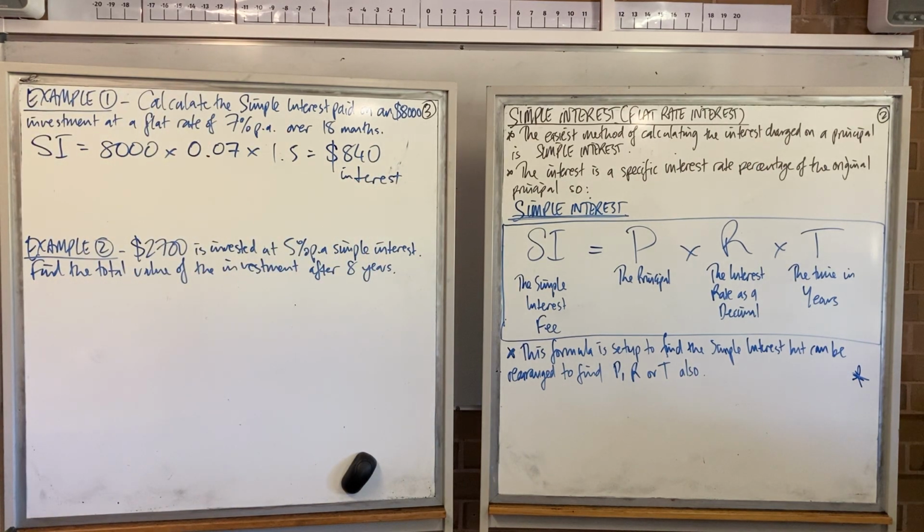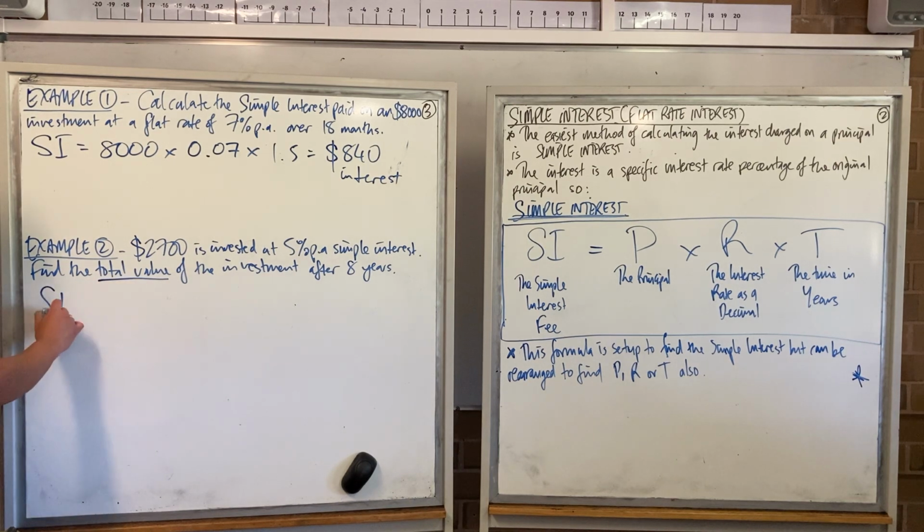Okay. It's just multiplications. Second one, 2,700 is invested at 5% simple interest. Find the total value of the investment after 8 years. I'm not trying to trick you, it's not smoke and mirrors, but you need to remember that the total value is what I put in the first place and the interest on top. So to work out the total value, I need to work out the interest to start off.